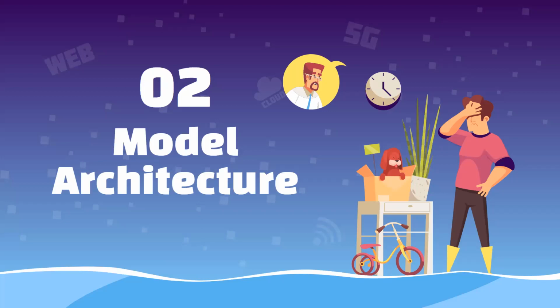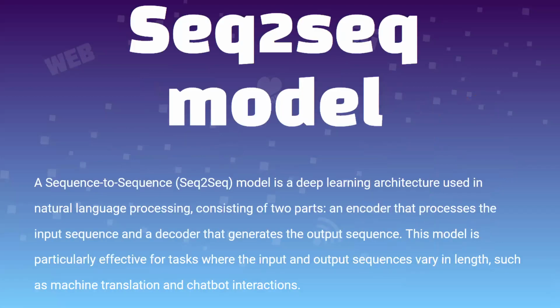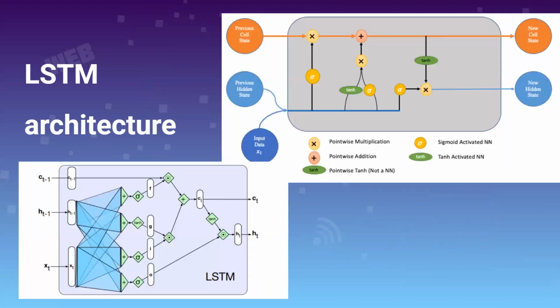Let's discuss the brain of our chatbot, the model architecture. Our model is a sec-to-sec model. A sec-to-sec or sequence-to-sequence model is a deep learning architecture used in NLP consisting of an encoder and decoder. But before diving into it, let's first understand what is an LSTM.